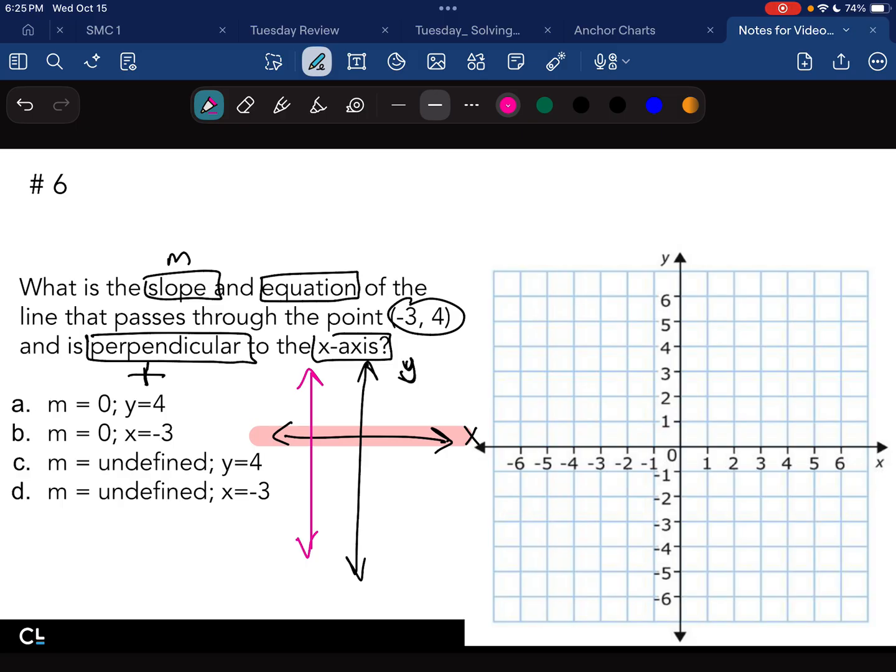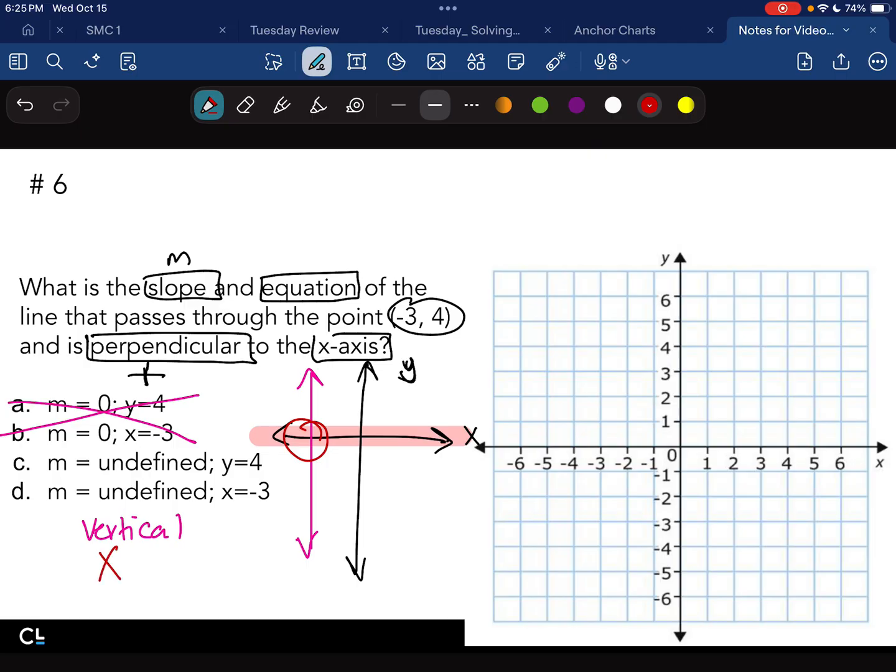So what type of slope would this be? Would this be a 0 or undefined? Okay, so this would be undefined, because it is a vertical line, it is undefined. So I can get rid of A and I can get rid of B. So thinking about this, what axis does it cross through? It crosses through the x-axis.